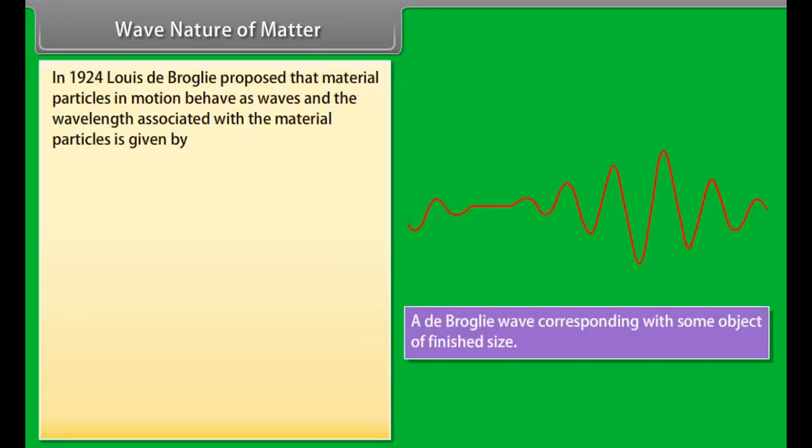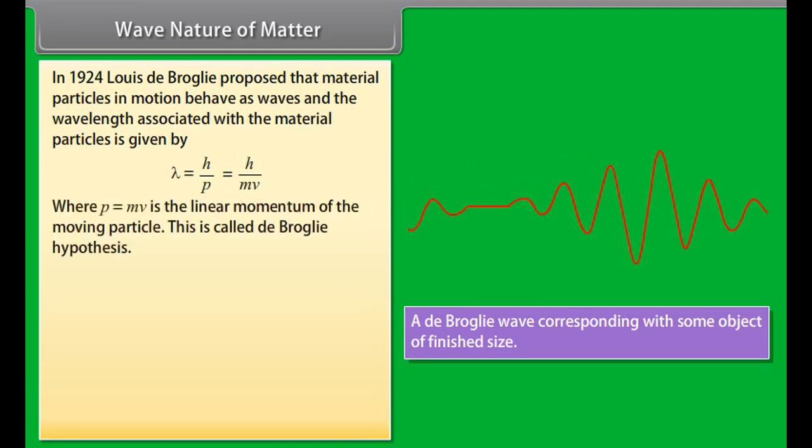In 1924, Louis de Broglie proposed that material particles in motion behave as waves, and the wavelength associated with the material particles is given by lambda equals h by p, which equals h by mv, where p equals mv is the linear momentum of the moving particle. This is called de Broglie hypothesis.